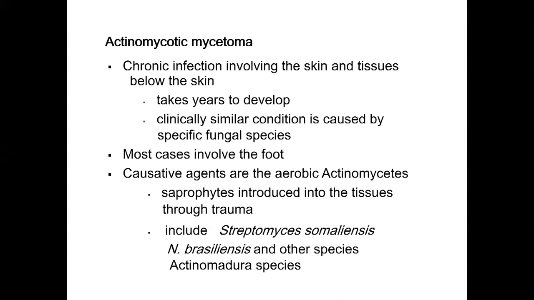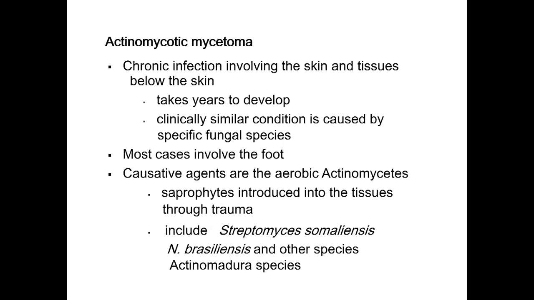And this would be related to the transmission. Maybe it occurs in people who are exposed, they walk somewhere and they get pricked by thorns or sticks containing the causative agent. So the area that is most frequently affected would be the foot around the ankle joint. And the causative agents are the aerobic actinomycetes, which we say are saprophytes, and they are introduced into the tissue through traumatic injury or traumatic inoculation.